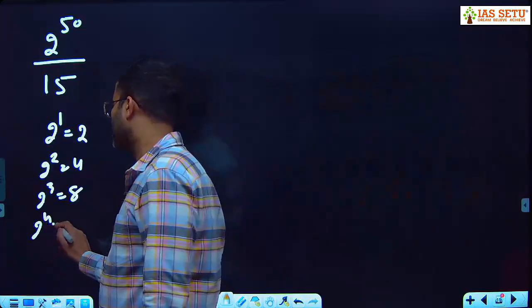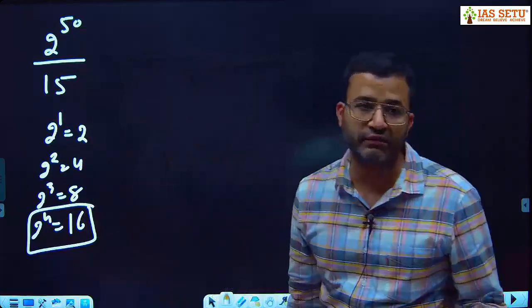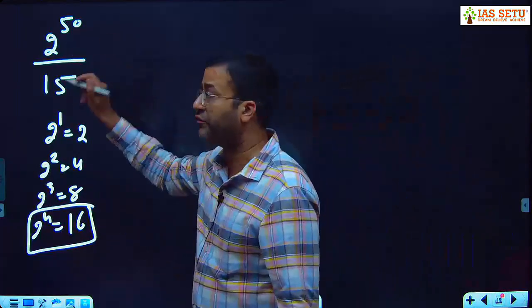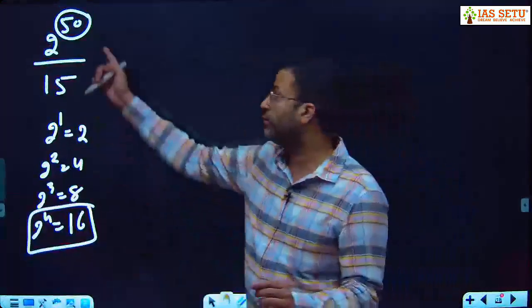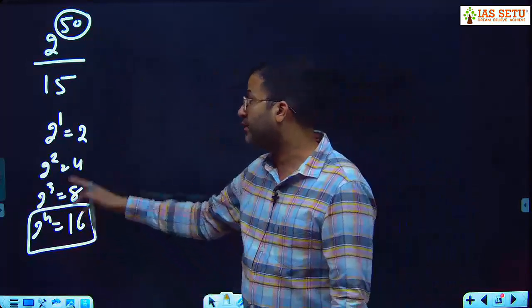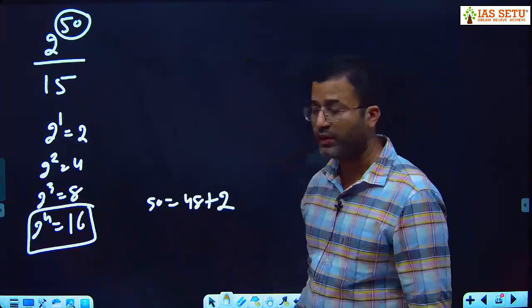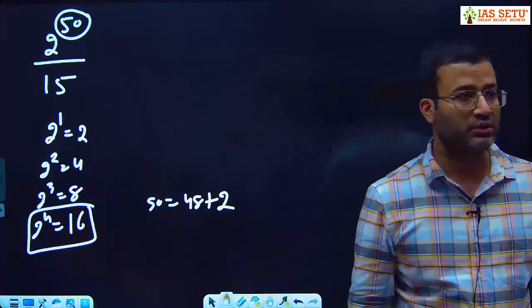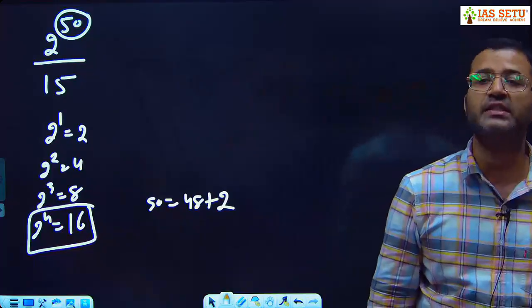8, 2 to the power 4 is 16. 16 is wonderful because 16 with respect to 15 gives remainder 1. But it is 2 to the power 4 and the power is 50. 50 is not an exact multiple of 4. You have to check. If your power is an exact multiple of this, wonderful. But if it is not, tell me, can we write 50 as 48 plus 2? Because 48 is an exact multiple of 4. Just lesser than 50, the exact multiple of 4 is 48. Up to 48, it is easily manageable.